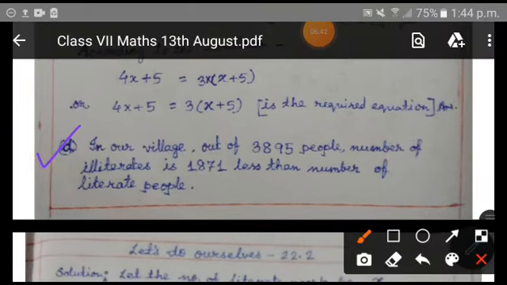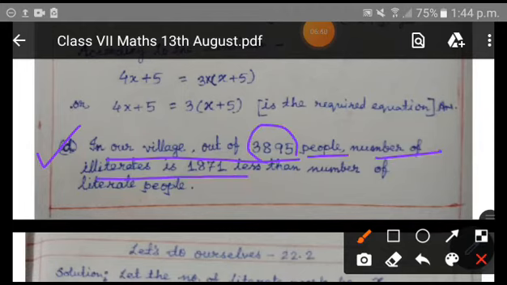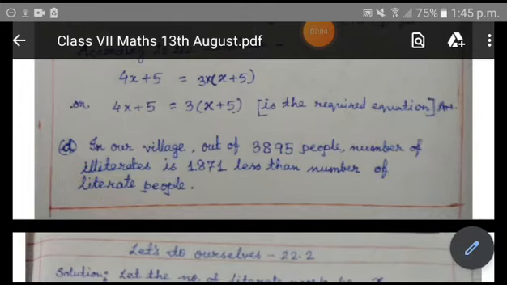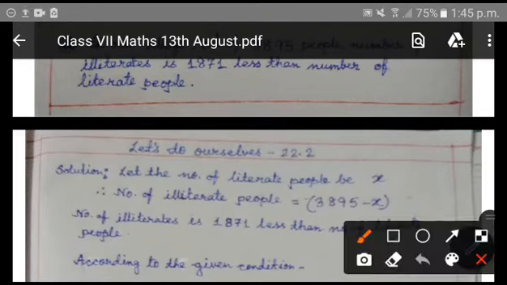Next one, it is given: in our village, out of 3895 people, the number of illiterates is 1871 less than the number of literate people. So here the number of illiterates is dependent on the number of literate people. In that case, you are going to consider the number of literate people to be x. Which one to consider as x or y or z, any alphabet, you need to understand very clearly: you take the value on which it is dependent.